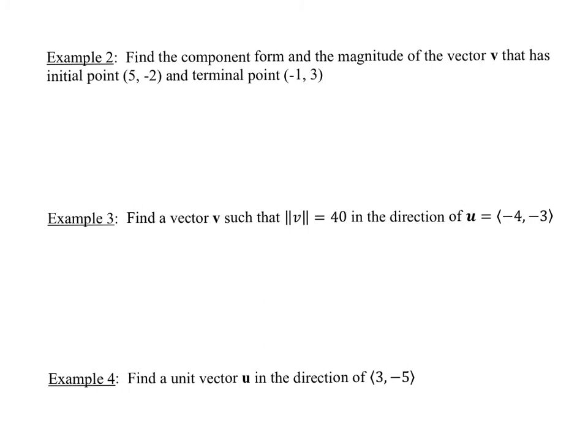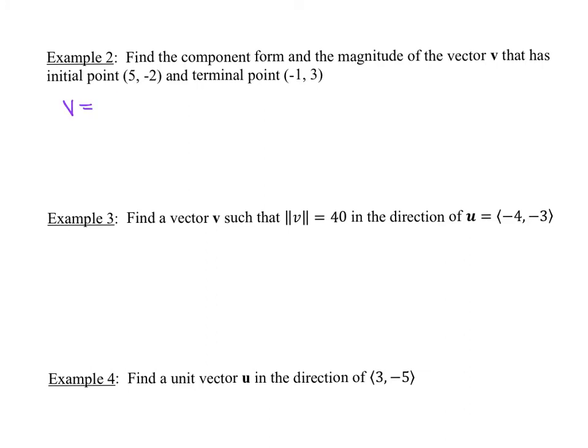Okay, so for example 2, it says find the component form and the magnitude of the vector v that has initial point 5, -2 and terminal point -1, 3. I'm going to do the component form first, because from component form, it's easier to find the magnitude. Okay, so this is vector v.